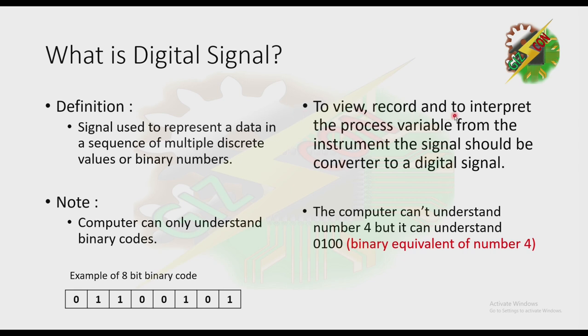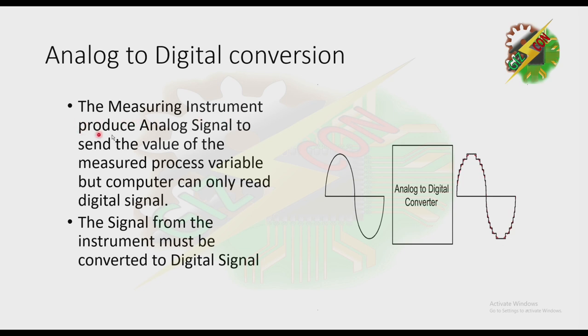To view, record, and interpret the process variable from the instrument, the signal should be converted to a digital signal. The computer cannot understand the number 4, but it can understand 0100, the binary equivalent of number 4. Measuring instruments produce an analog signal to send the value of the measured process variable, but a computer can only understand a digital signal. The signal from the instrument must be converted to a digital signal.